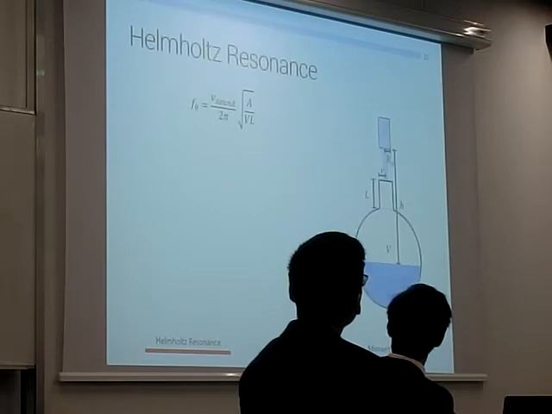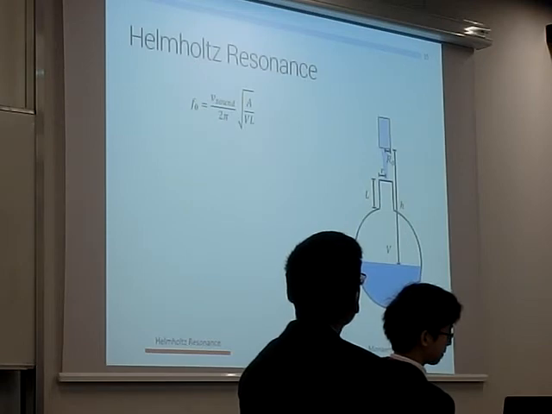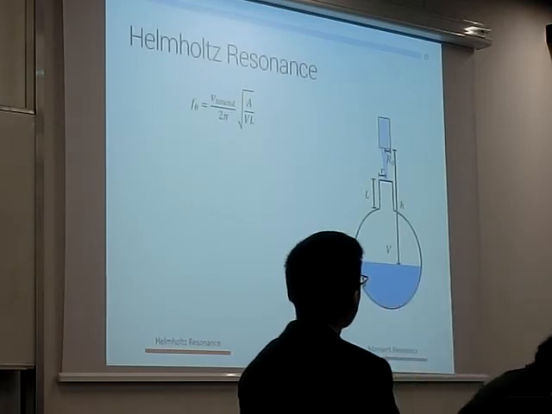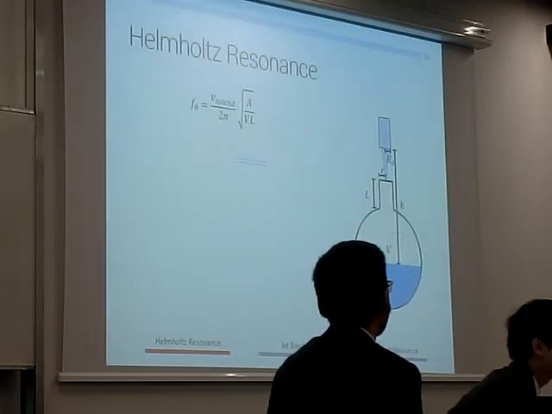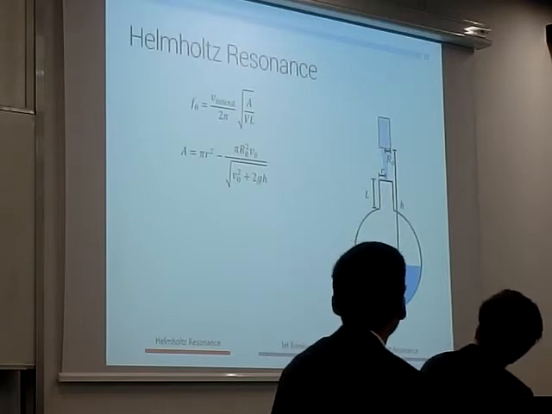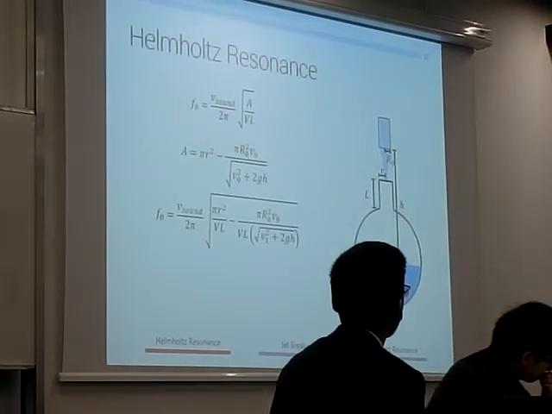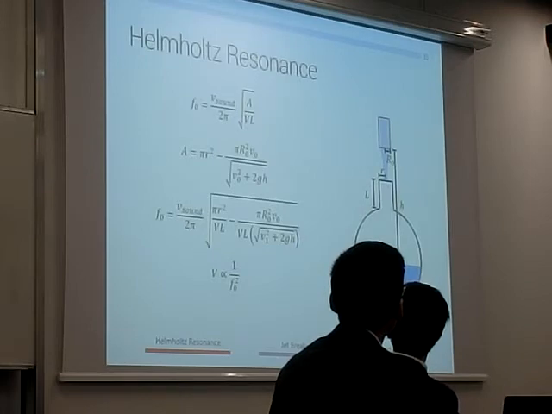Now, onto Helmholtz resonance. The general formula for the fundamental frequency of Helmholtz resonance is equal to the velocity of sound over 2 pi times the square root of the area over the volume of air in the system times the length of the neck. The area is equal to pi r squared minus the cross-sectional area of the water jet, and we can now obtain a general equation. And we can also see that the volume of air inside the container is proportional to 1 over the frequency squared.